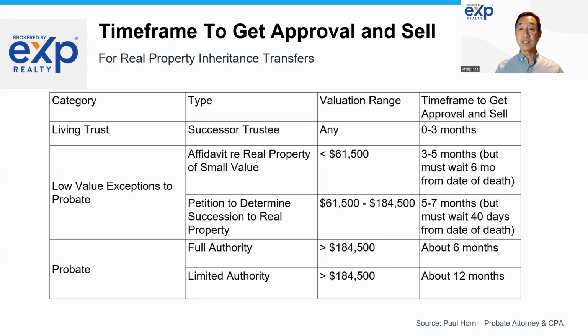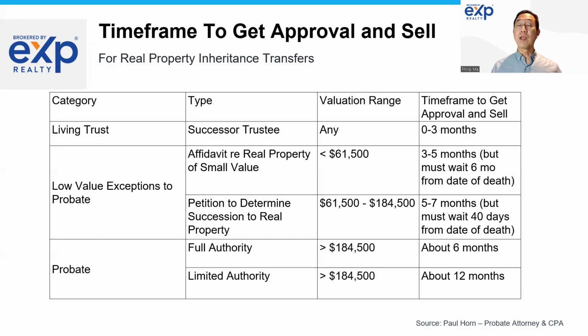However, for this exception, the heir has to wait 40 days from the date of death in order to file this petition. Again, it will be lower cost than going through the full probate process, but some costs will need to be incurred and some court approval is needed.